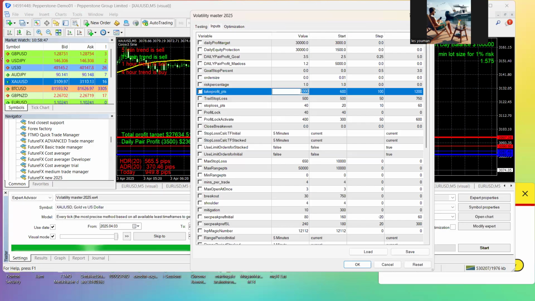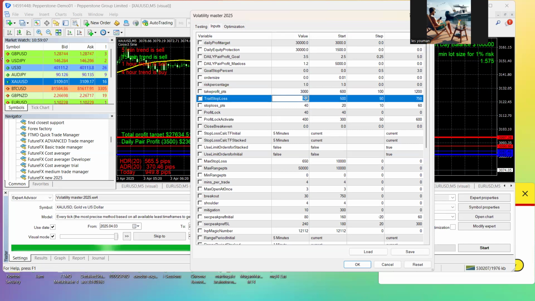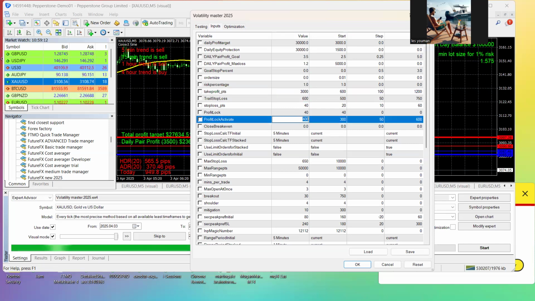I could put 5,000 points of profit in, but I'm not. I'm going to put 3,000 in, because putting 5,000 is completely in hindsight. But I changed the trailing stop loss to 600, and I might change the profit lock to 500, so making them all a little bit larger of a distance.